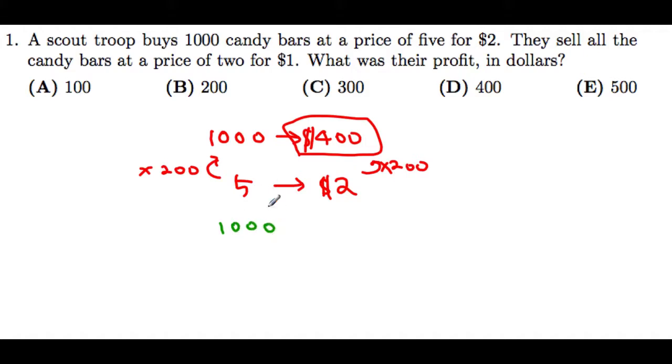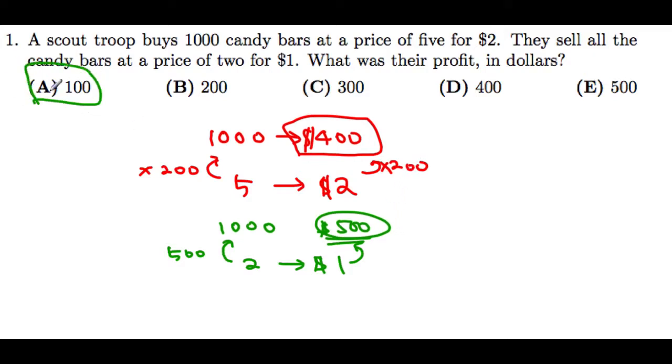We are selling 1,000 candy bars, but selling 2 per $1. So from 2 to 1,000, we have to multiply by 500. When you multiply 1 by 500, we get $500. So in other words, $400 was the cost, and then we raised $500. Therefore, profit would have been $100.